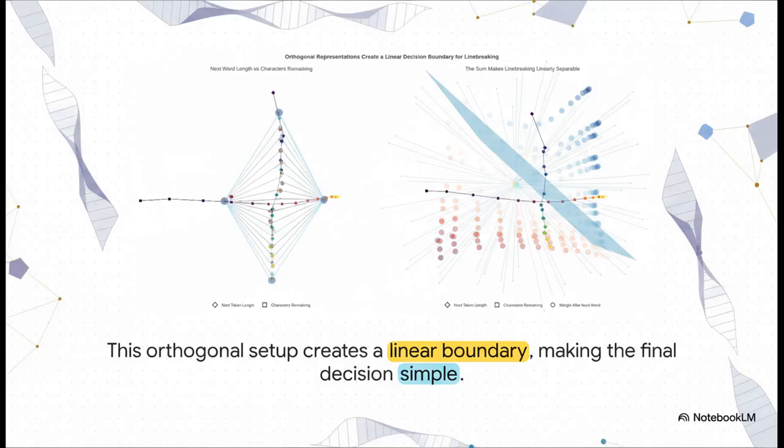And why does it do that? Because this orthogonal setup has a truly brilliant result. It takes a pretty complicated question, is the length of the next word greater than the space I have left, and turns it into a dead simple one. The answer becomes just a straight line. Everything on one side of that line means, yep, it fits, and everything on the other side means, nope, time to start a new line. It is just a remarkably elegant solution.